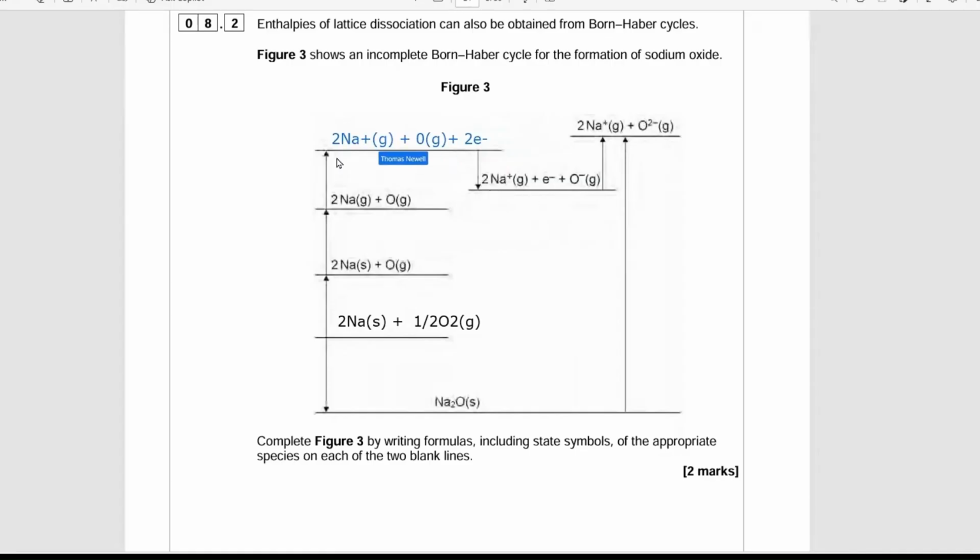So we needed the formation of those two electrons first of all. And here you see it says 2Na plus, so the electrons must have been released up there. Anyway, that's going to get you two beautiful marks like that. And let's move on with the question.